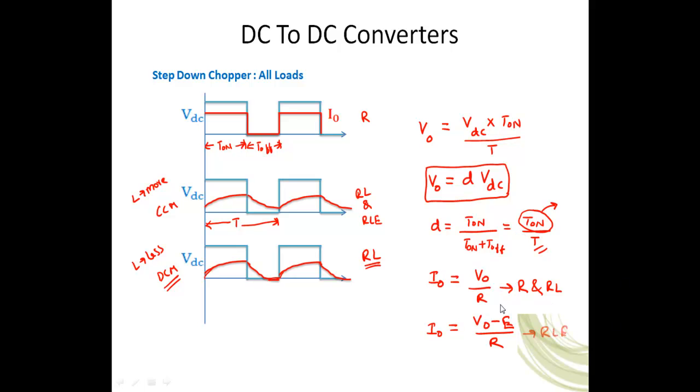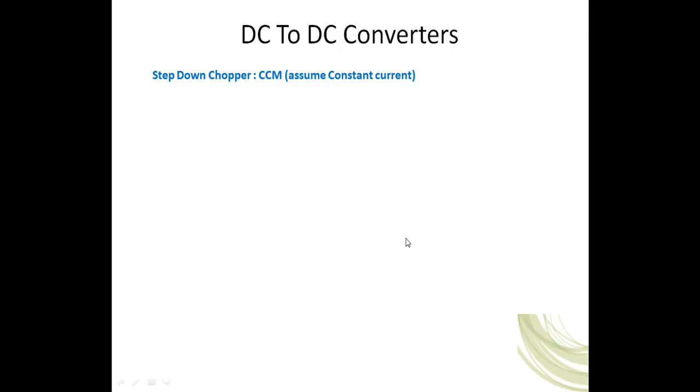Now moving on. Assume load current is almost constant, having inductance in the load. Then you will get like this. As we already discussed, this is nothing but T on, this is T off.